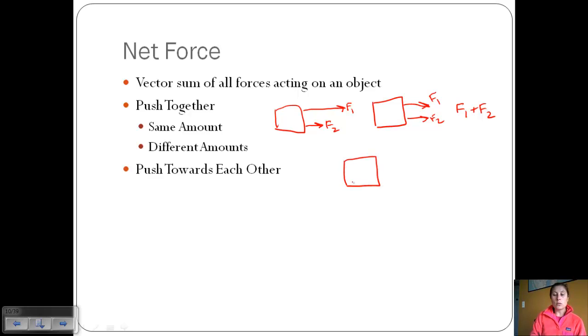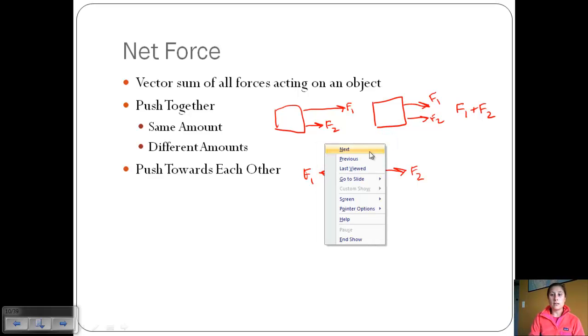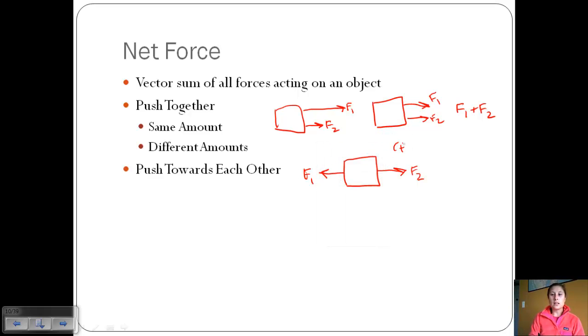So remember, we never want to draw forces acting towards the object. So if F1 is pushing on the object this direction, I would draw it here. And if F2, or person 2, is pushing with a force this direction, then I would draw them here. And so usually we designate that going to the right is our positive direction, but again, it really depends on the situation. This would be our negative direction.